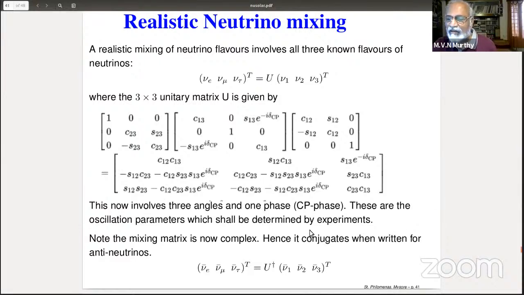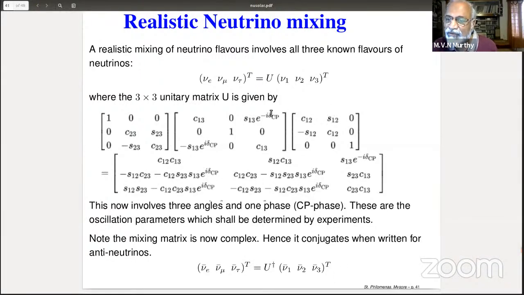These are the oscillation parameters, and because this U is complex, when you go to antineutrinos, you have to take a conjugate of this U for the mixing. This conjugation means that this phase, e to the power minus i delta CP, changes sign to e to the power plus i delta CP because it's complex conjugation, which means the sign of this phase for neutrinos is different from what it is for antineutrinos.